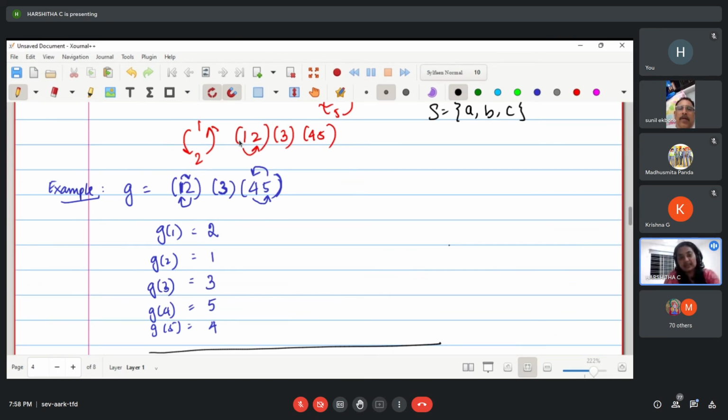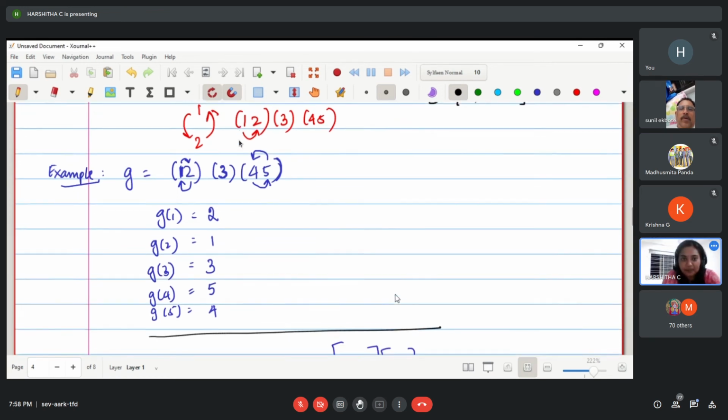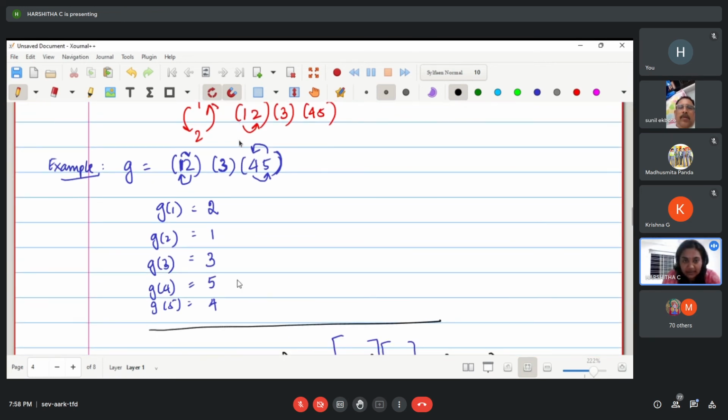See, you see this cycle 1, 2. What does it mean? What is the image of 1? 2. 2, right? So g of 1 is 2. And what is the image of 2? 1. Exactly. So similarly, you do it for the other things. Yes, this I got.